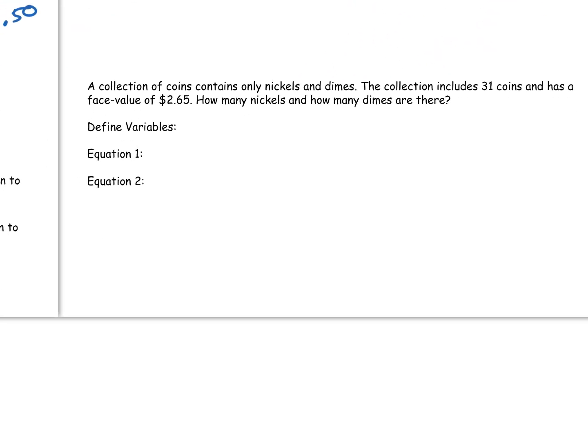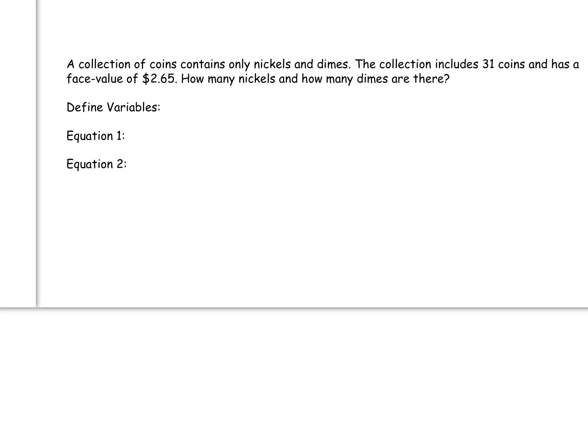Okay, we got some coins here. Let's practice our coins. The collection of coins contains only nickels and dimes. The collection includes 31 coins and has face value $2.65. How many nickels and how many dimes are there? What are our variables? Let's start there.